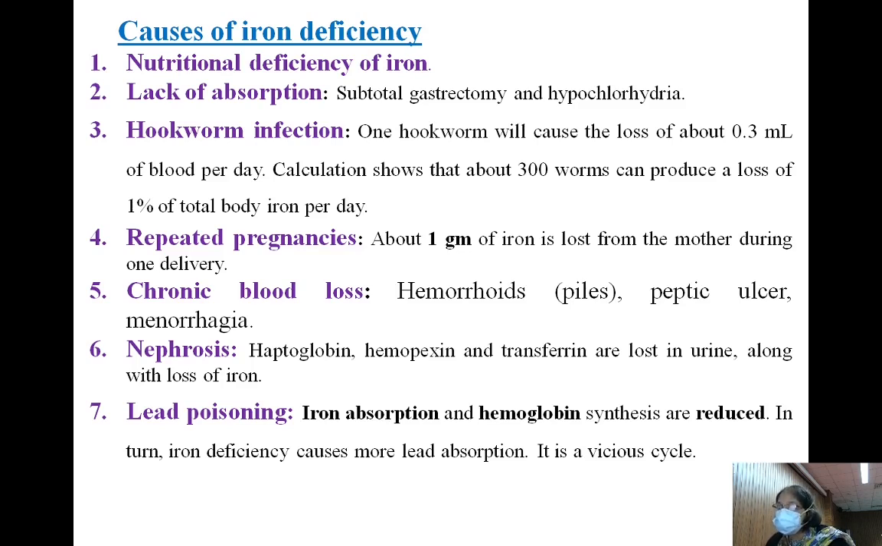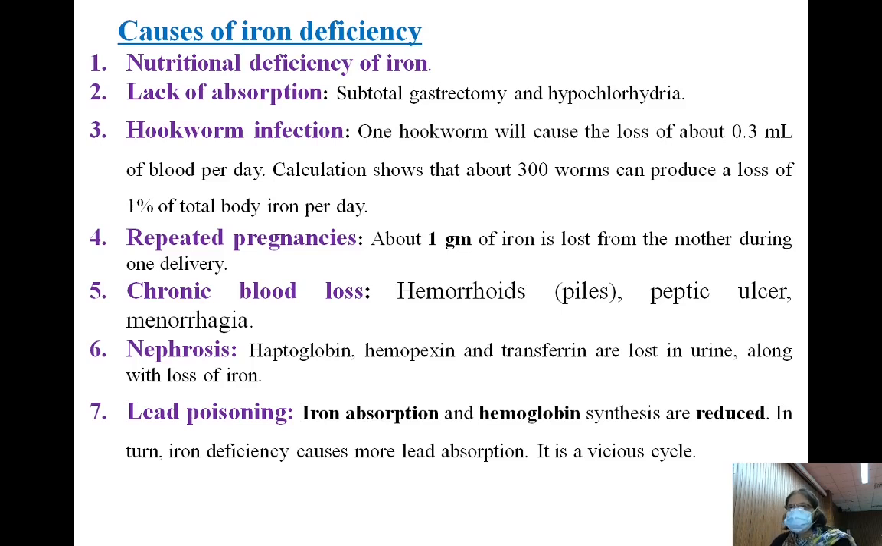In hypochlorhydria, there will be decreased production of HCl by the gastric mucosal cells. In that case there will be lack of absorption, because iron cannot be reduced; HCl and vitamin C help in its reduction. Only the reduced form of iron can be absorbed, as already explained. So with less HCl, ferric cannot be reduced to ferrous, and as a result absorption is reduced.